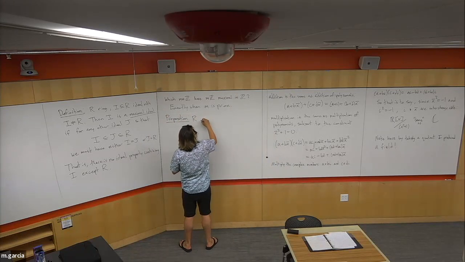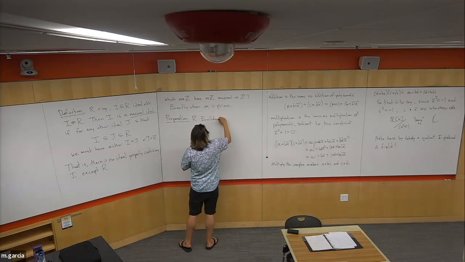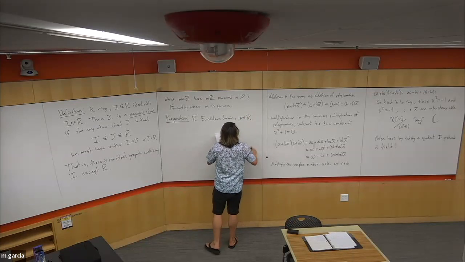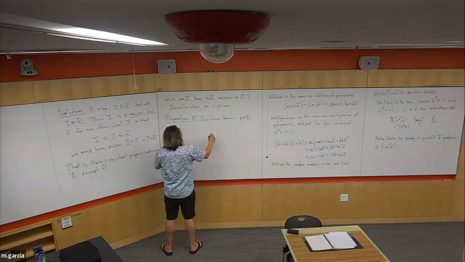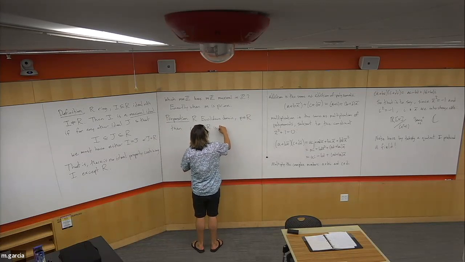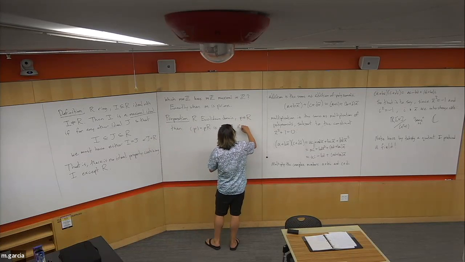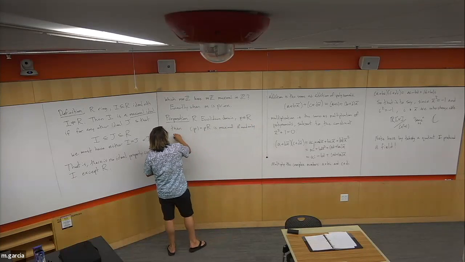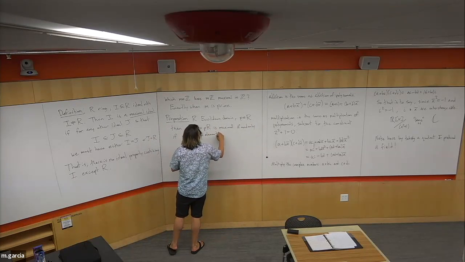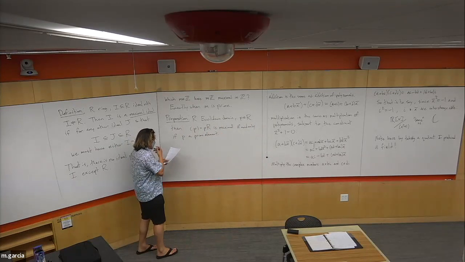Now we're going to assume R is a Euclidean domain, and we'll take P an element of R. Then the ideal generated by P, PR, is maximal if and only if P is a prime element.